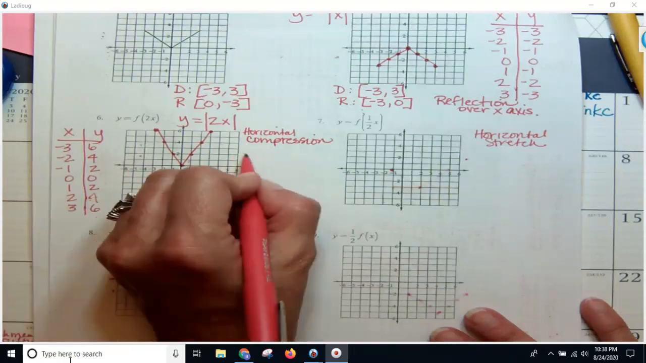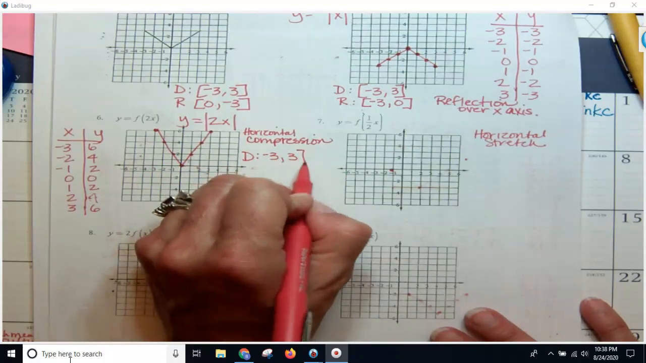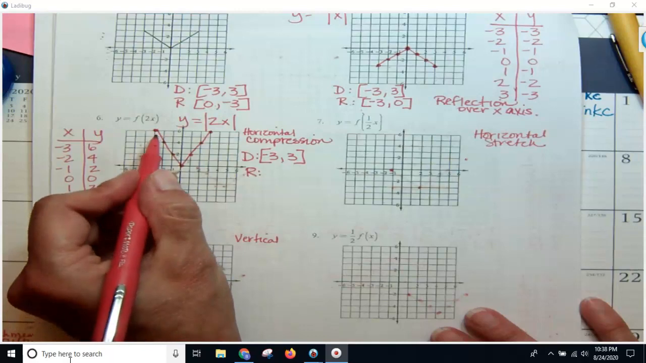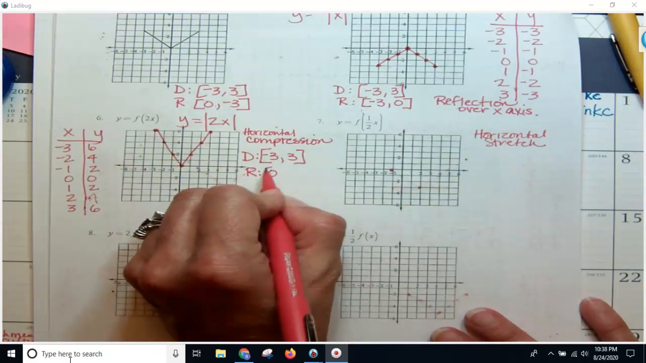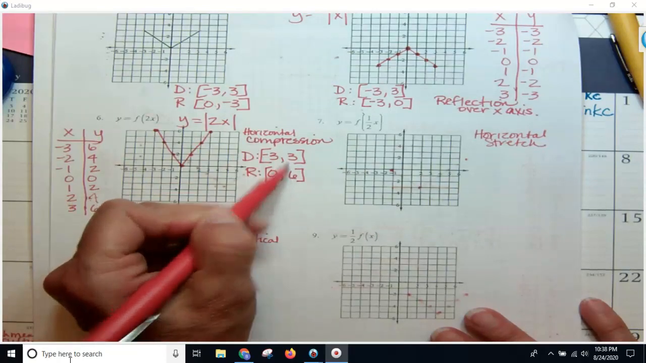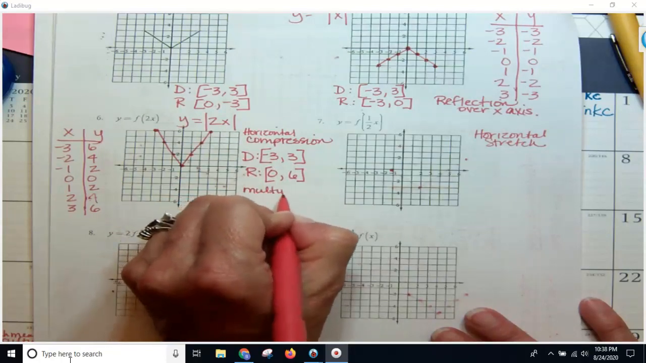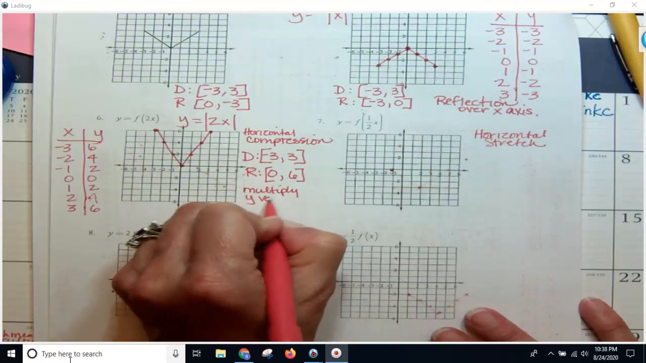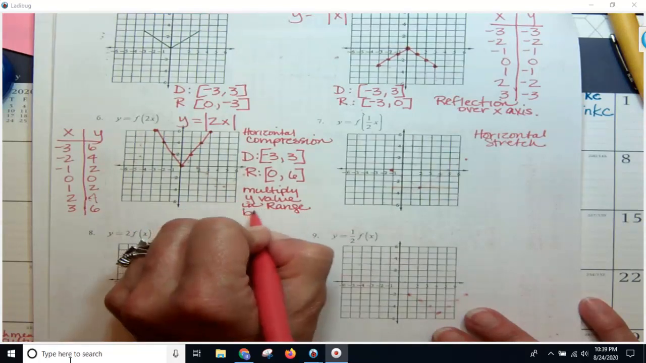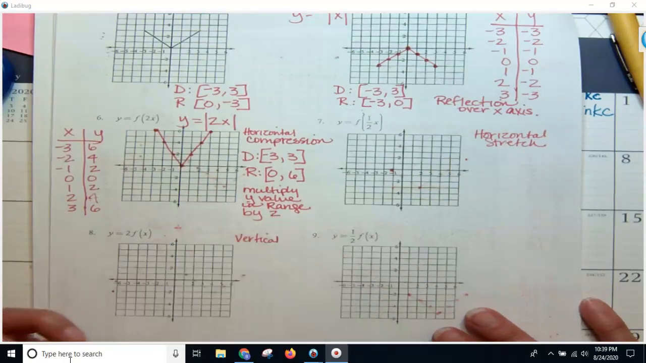But you'll notice that our domain, again, is -3, 3, so our domain has not changed. But our range now is 0 is the lowest, and 6 is the highest. And if you notice this 2, if you multiply 2 times 3, you're going to get 6. So you multiply the y value in the range by, in this case, 2, whatever this number would be. In this case, it was 2.